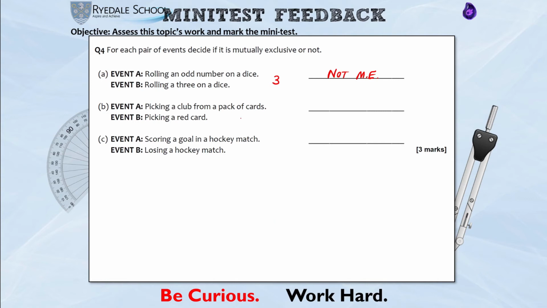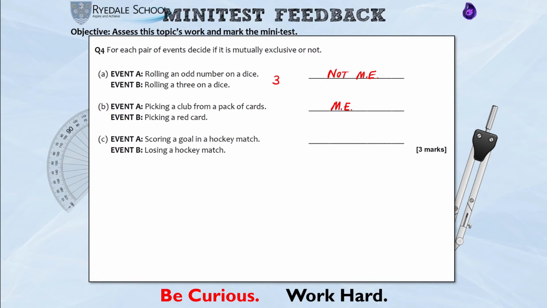For B, we've got event A is a club and B is a red card. Well, a club is a black card. So you cannot get a club and a red card at the same time. So that is mutually exclusive. It cannot happen at the same time.